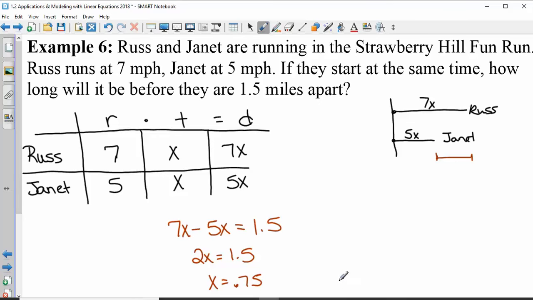So answering the question, they started at the same time, so we want to know how long it will be. So it will take 0.75 hours, or 3/4 of an hour. That's the same as 45 minutes. If you prefer to answer that way, I would accept either one.